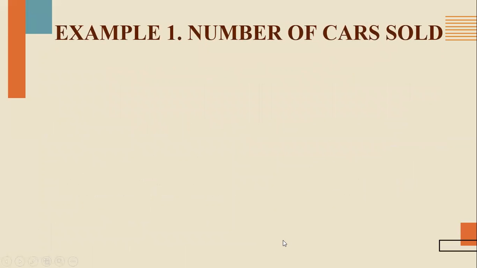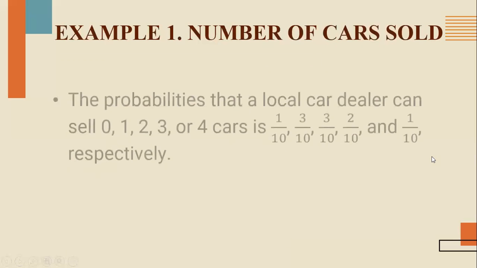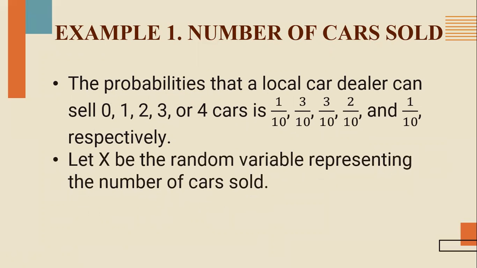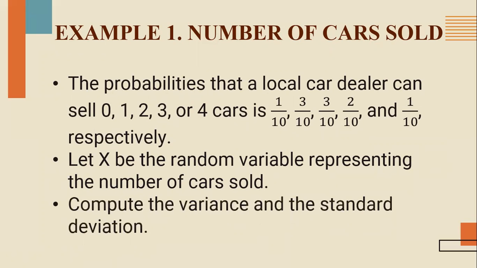So let's have the example. So example number 1 about number of cars sold. The probabilities that a local car dealer can sell 0, 1, 2, 3, or 4 cars is 1 over 10, 3 over 10, 3 over 10, 2 over 10, and 1 over 10 respectively. Let x be the random variable representing the number of cars sold. Let's compute the variance and its standard deviation.